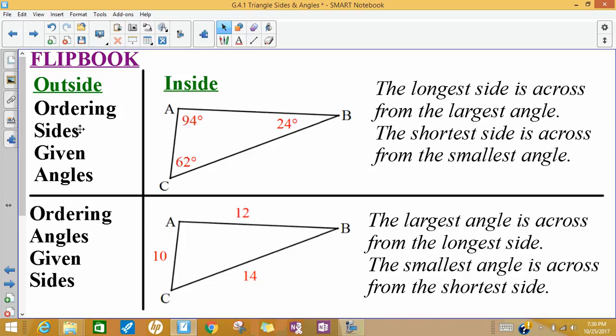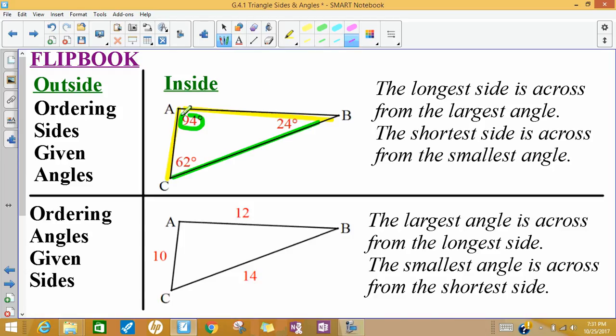We can order the side lengths of a triangle if we just know the angle measures. And the way we do that is that the longest side is always going to be across from the largest angle. So in this picture, my largest angle is 94. The longest side is across from it. 94 is being made by sides AC and AB. The side across from 94 is the side that isn't making that angle at all. So in this case, side BC.